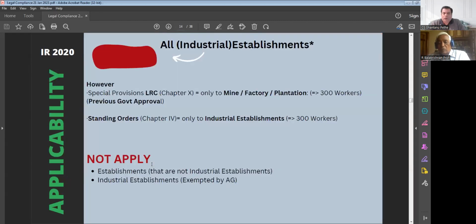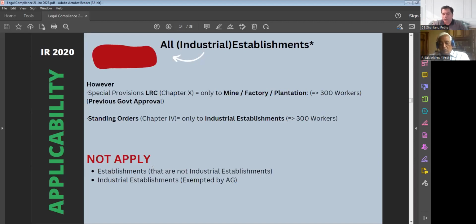Now let's talk about the applicability of this act. Please remember that this act will be applicable to all industrial establishments. So it is not just any establishment, it has to be an industrial establishment. And what do we mean by industrial establishment? We have to see a certain definition, which we'll see later on.